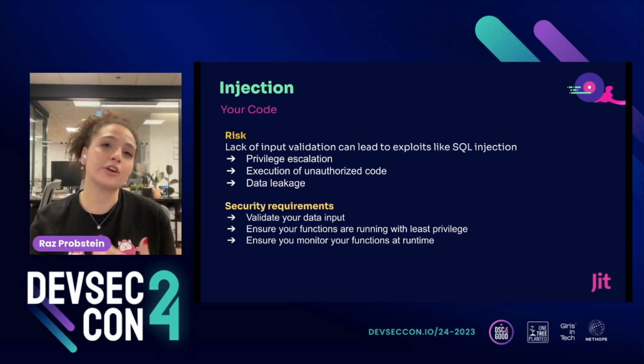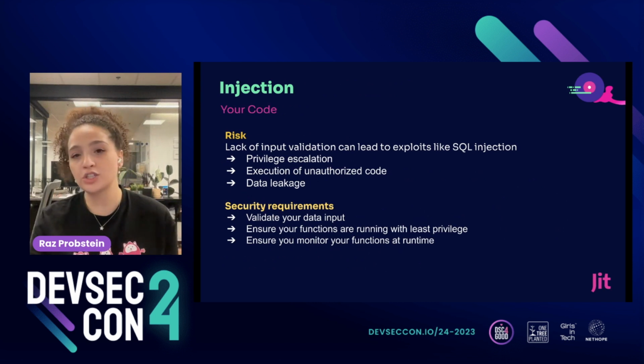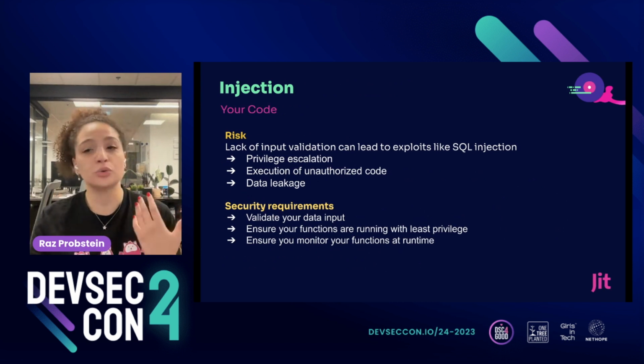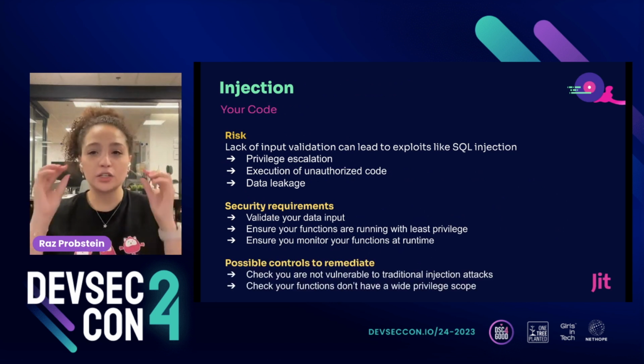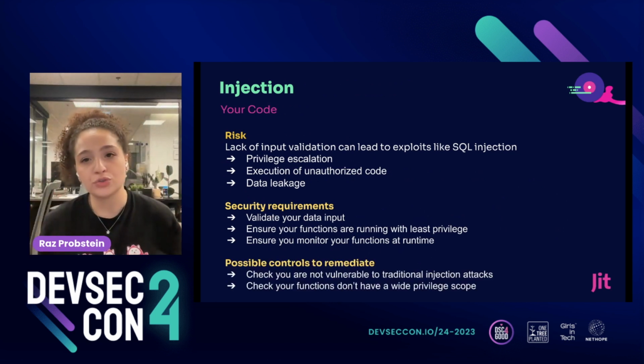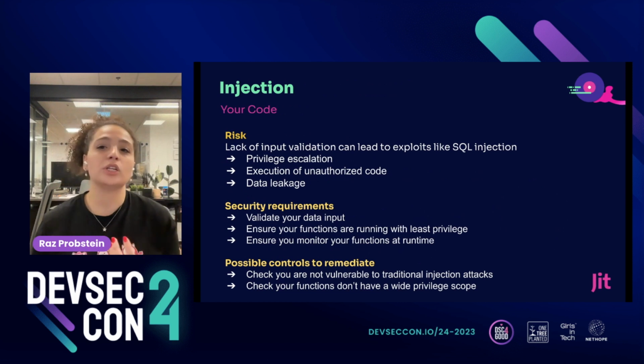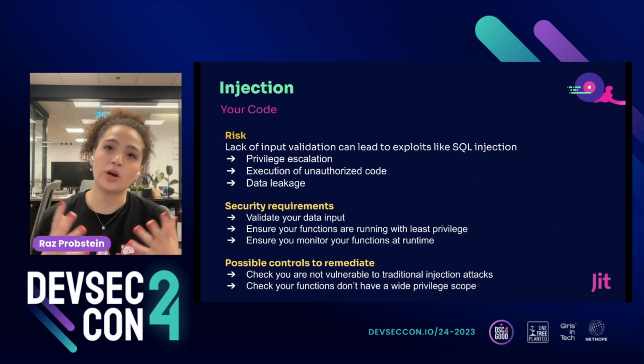We need to ensure that our functions are running with least privilege, and we need to ensure that we're monitoring our functions at runtime. So we need to find a tool that checks that we're not vulnerable to traditional injection attacks, and we need to make sure that our functions don't have wide privilege scopes.